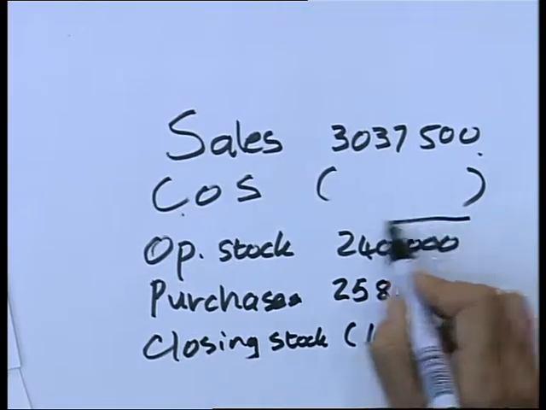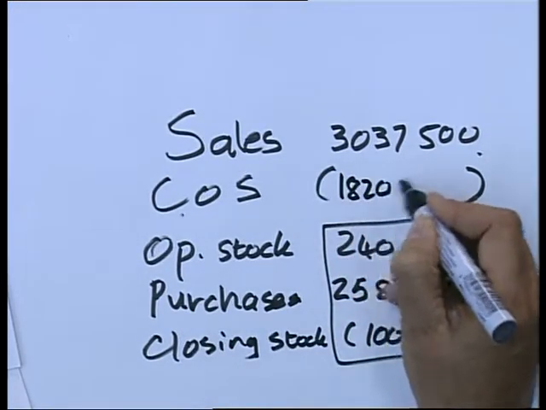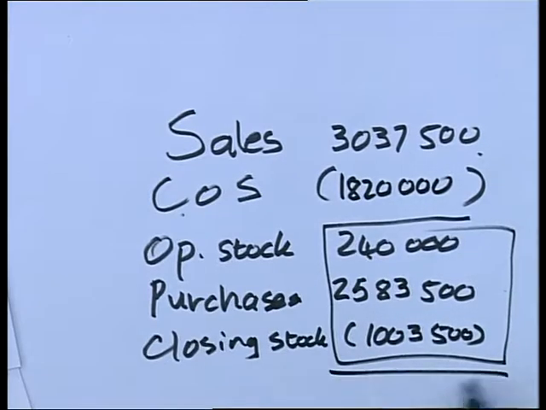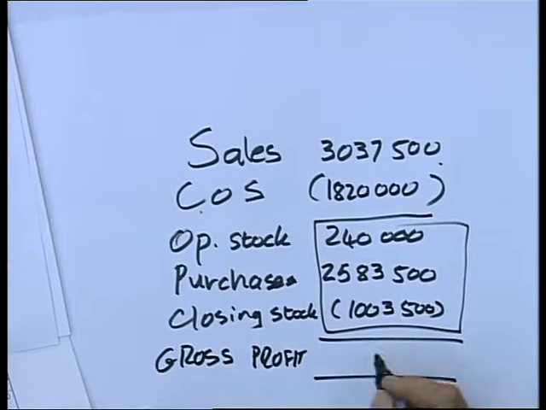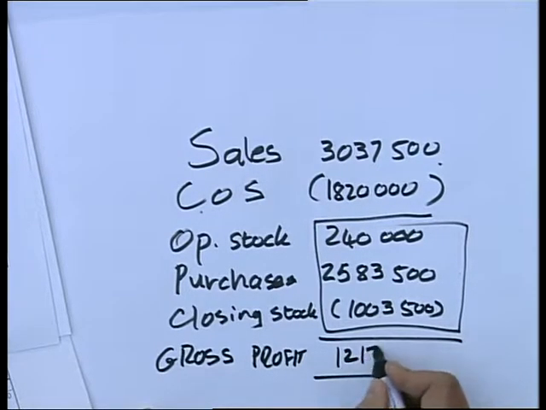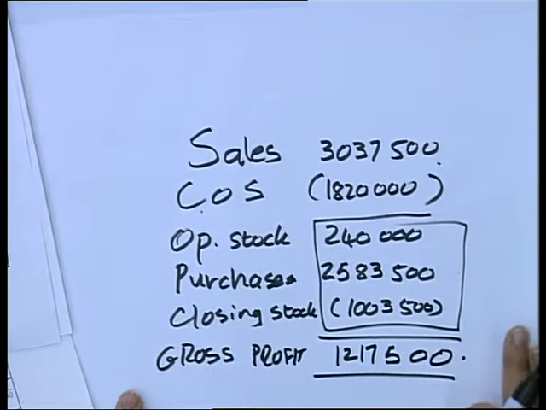Okay, now we calculate cost of sales, it's 1,820,000, and we can calculate our gross profit, and that is then 1,217,500. I'm sorry, I know that was very fast, but this you must go and do on your own at home, because next week we are going to do the weighted average method.